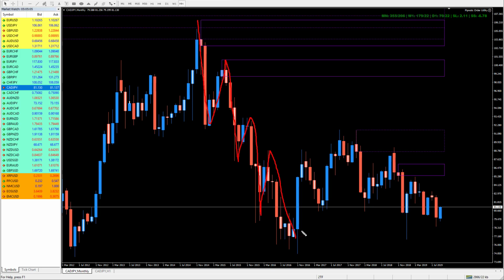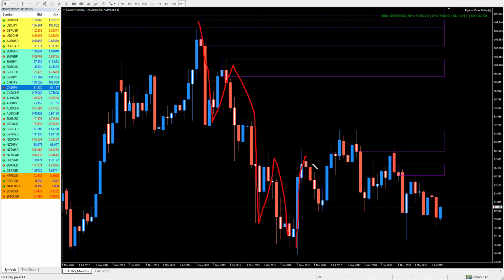Wow, that's a pretty long push. 1, 2, 3. So if you're into Elliott wave, you could do something like, the thing I don't like about Elliott wave is it's so subjective. But we have 1, 2, 3, 4, 5.